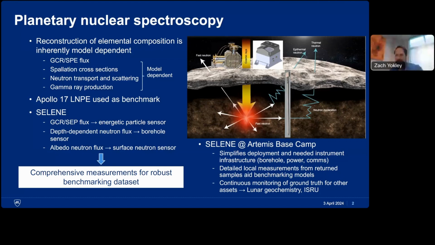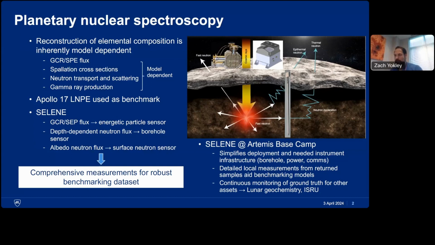So one of the things we do to benchmark is to use the Apollo 17 Lunar Neutron Probe experiment, which of course was a great experiment, but we'd like to do something more complete, especially as we enter a sort of a precision era of nuclear spectroscopy. So SELENE is a suite of instruments: a GCR SEP flux, that's our source term, depth-dependent neutron flux with a borehole sensor, and the albedo neutron flux. And so this is a comprehensive set of measurements that would be great for a benchmarking data set for orbital data sets.